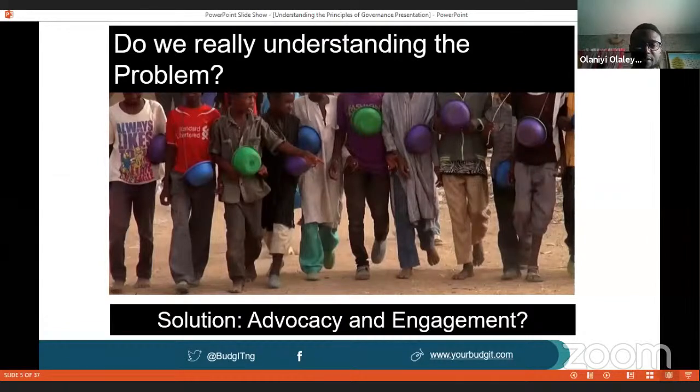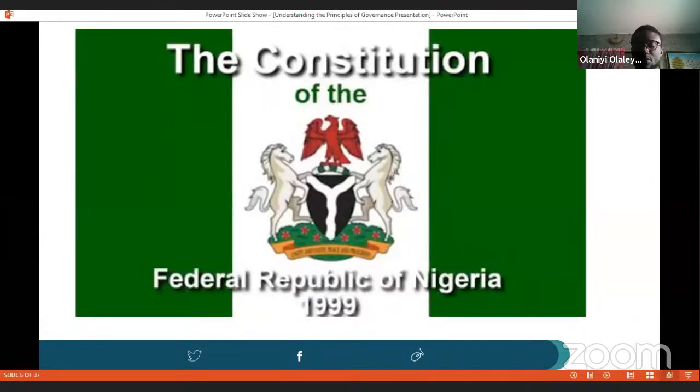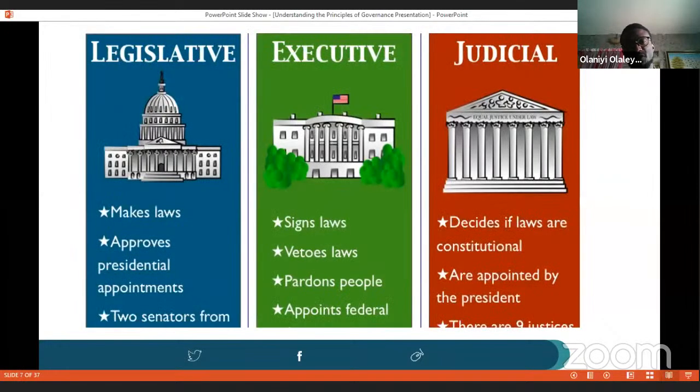Our last speaker has already talked about the constitution, and we've talked about the roles of the legislature, the executive, and the judiciary.